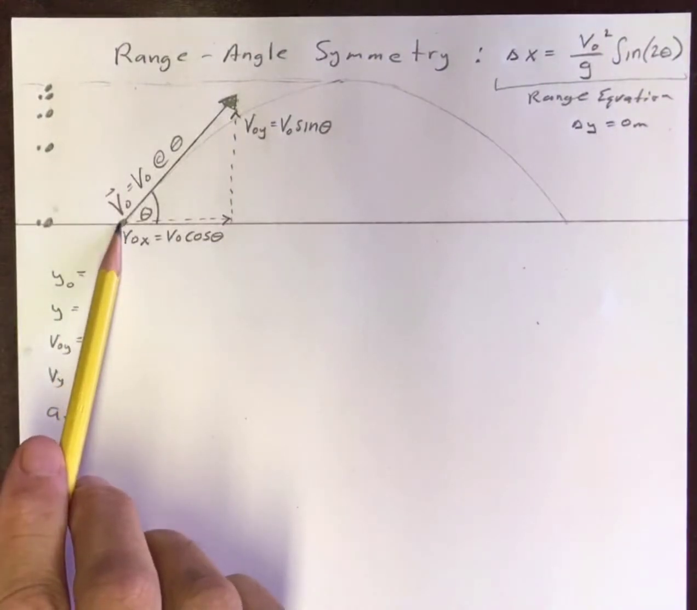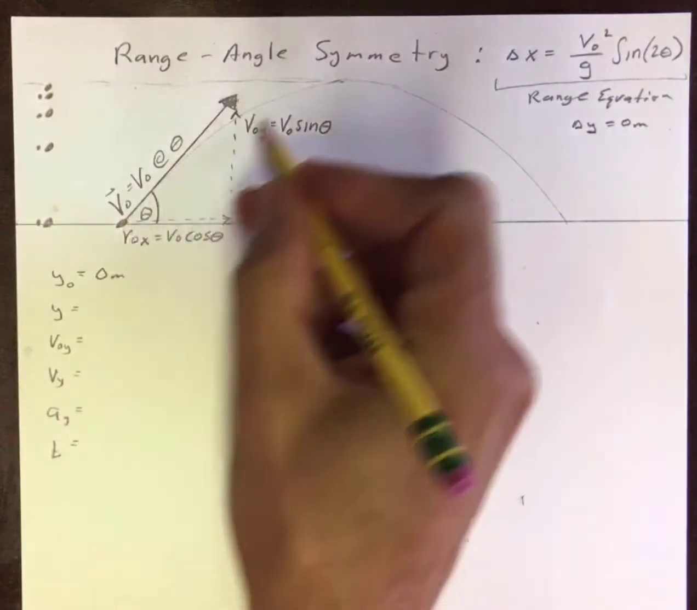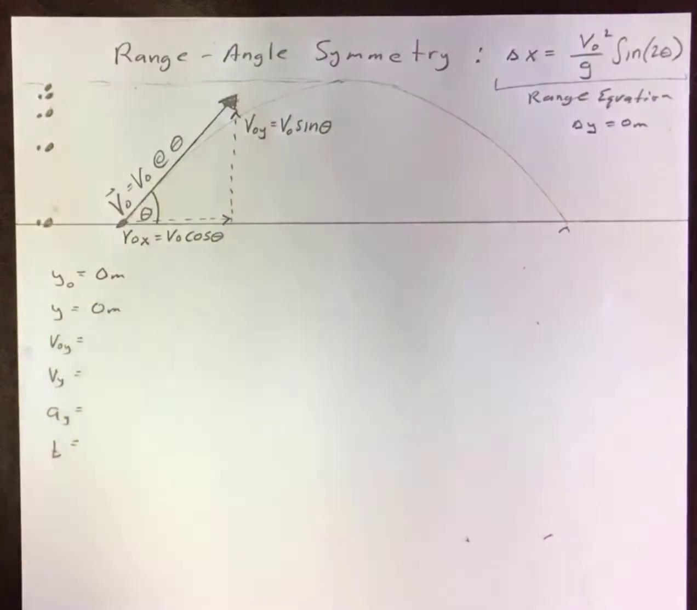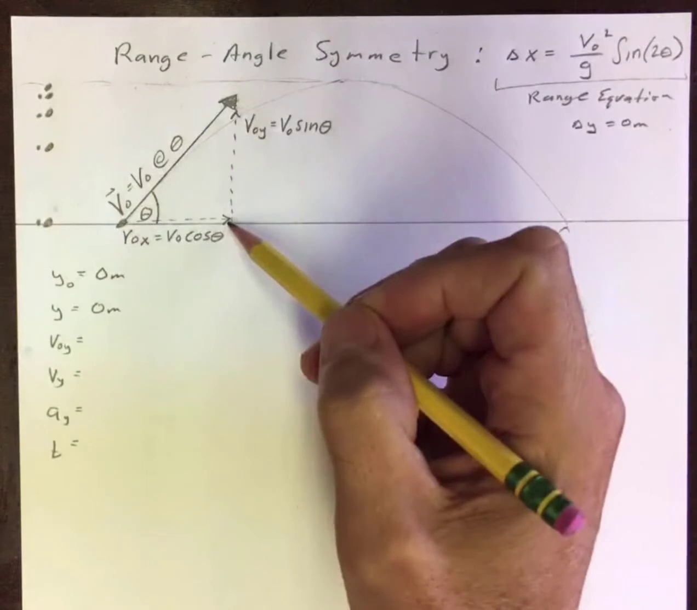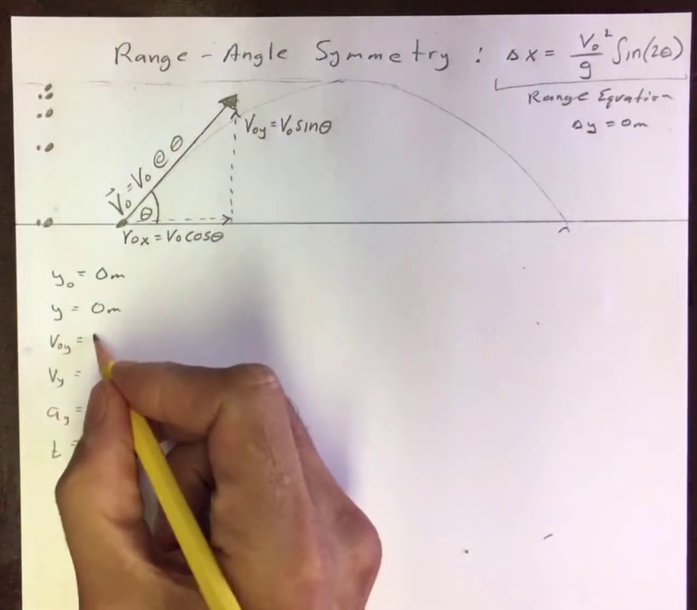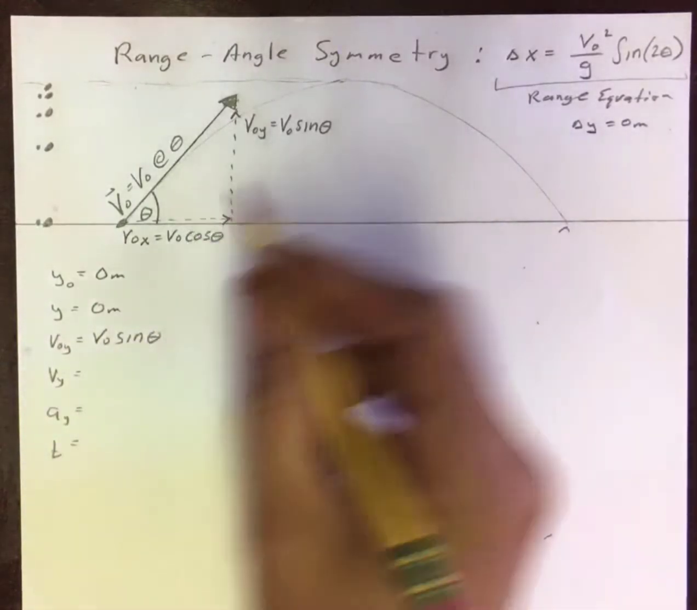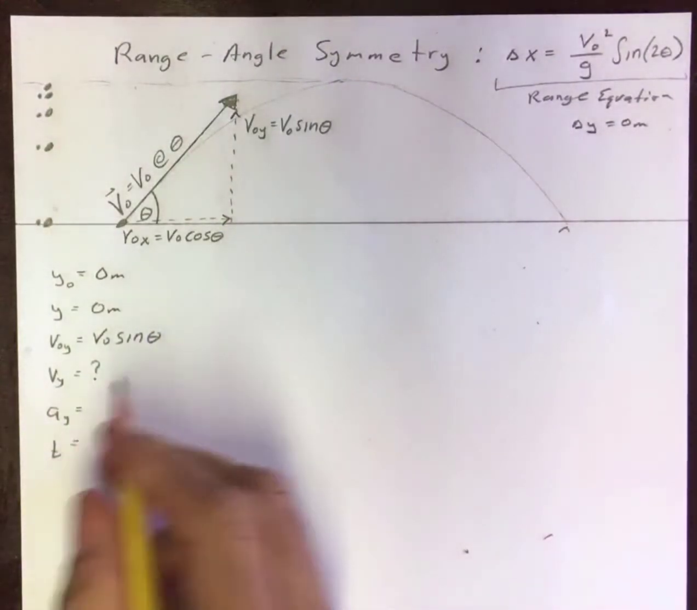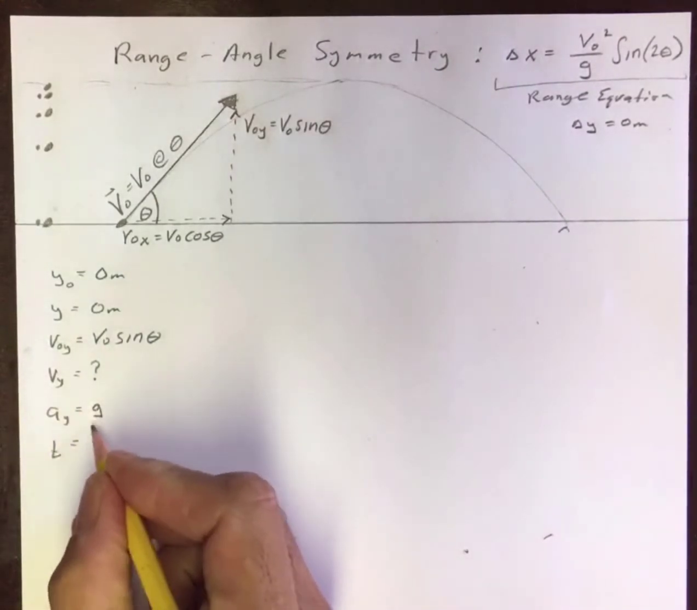Here's my projectile. It's launching from y equals 0, and it's going to rise and fall and land over here someplace, and it will land at y final equals 0 meters. And then I've taken the liberty of decomposing the velocity vector into its x and y components, and so I've got v naught y to be v naught sine theta, and I'm going to say I don't know how fast it's going when it strikes the ground in the vertical dimension, and I know it's free falling, so I'll put g here, and then the time is really what I'm looking for.